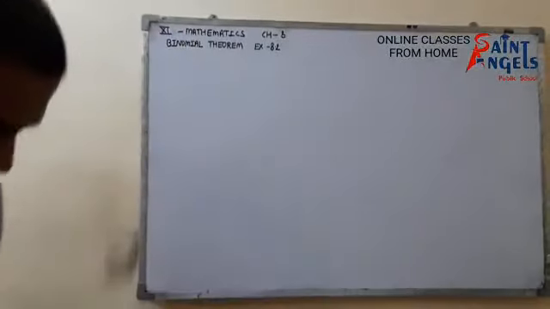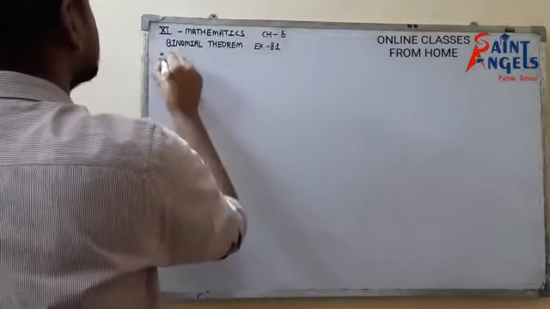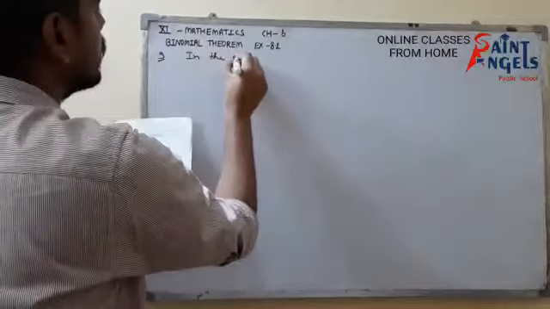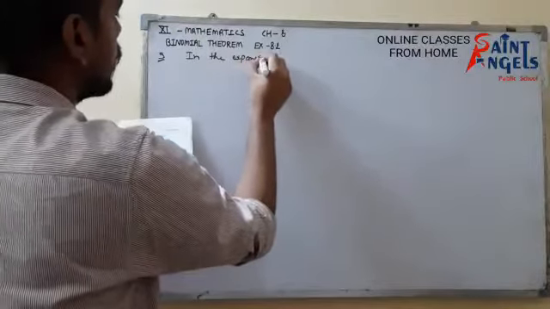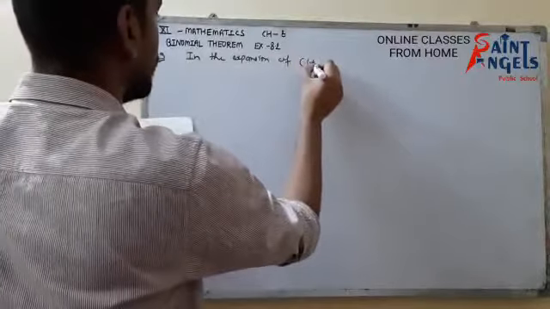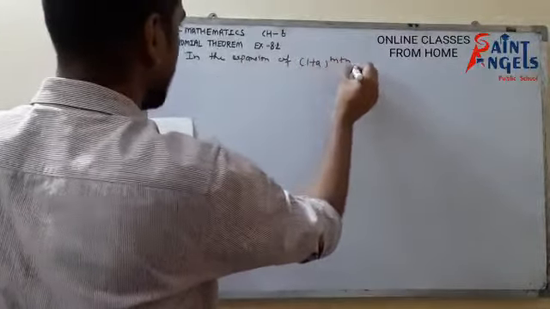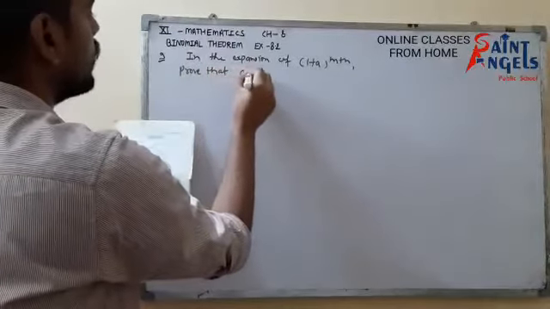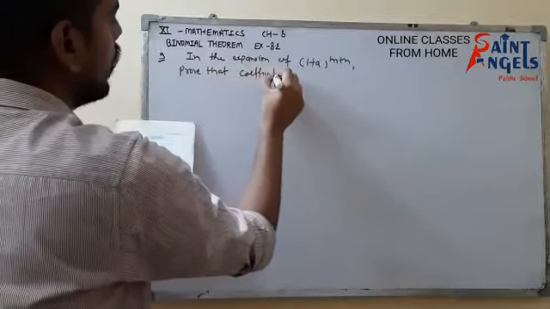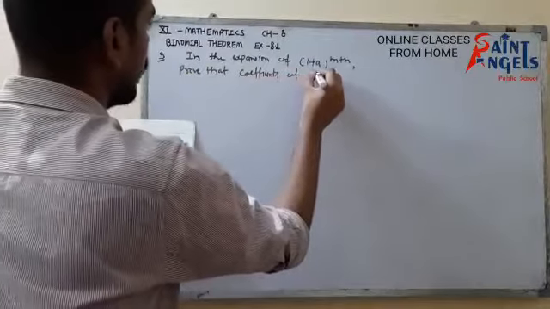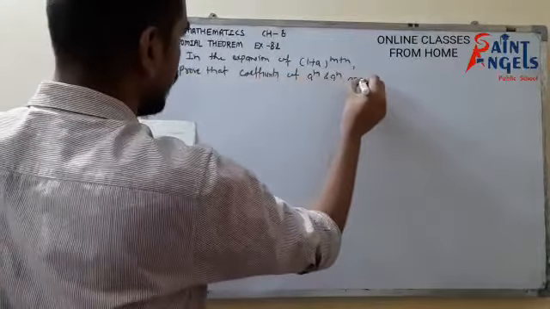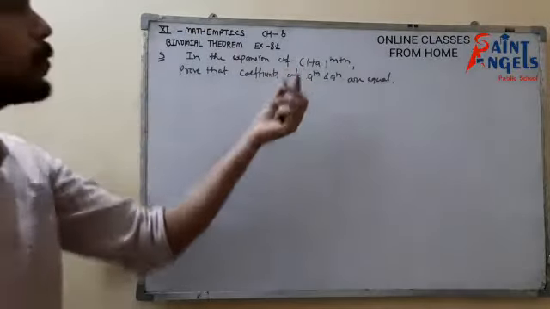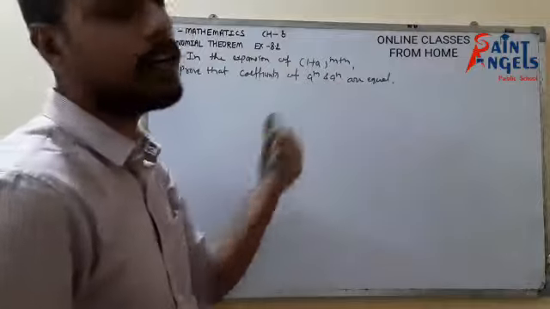Now look at question number 9. Question number 9 says that in the expansion of (1 + a) to the power m+n, prove that the coefficients of a^m and a^n are equal. So this is the expansion and we have to prove that the coefficient of a^m and a^n are equal.